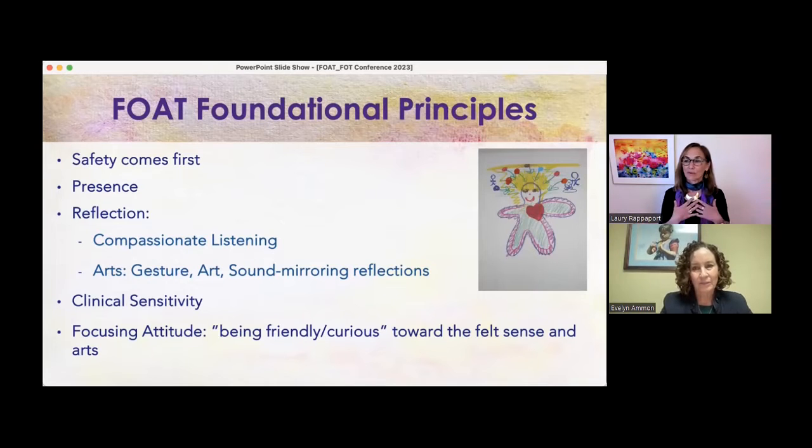So the first principle, and this is based on Gene, is that safety comes first.